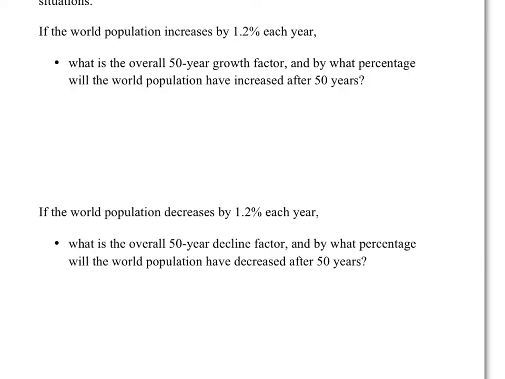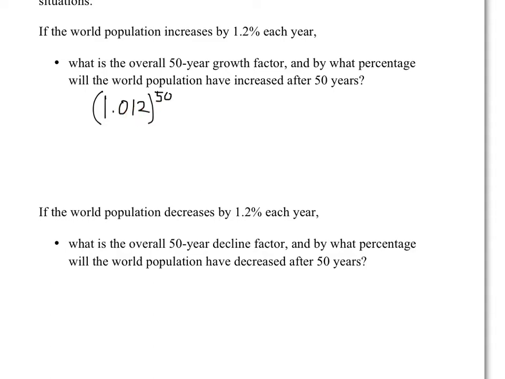The overall 50-year growth factor will be 1.012 raised to the 50th power. Where did that come from? That's 1 plus the annual growth rate put into decimal form. So this is 1 plus 0.012. Every year, the population, we assume, is being multiplied by this growth factor, and that happens 50 separate times. So we have 50 separate copies of 1.012 all being multiplied together.